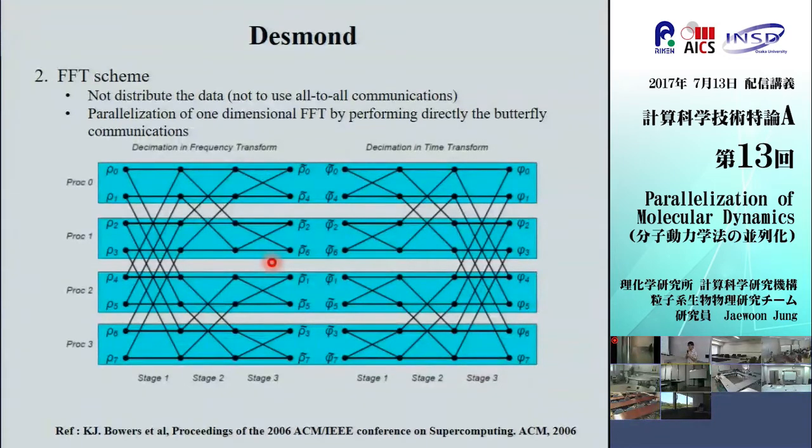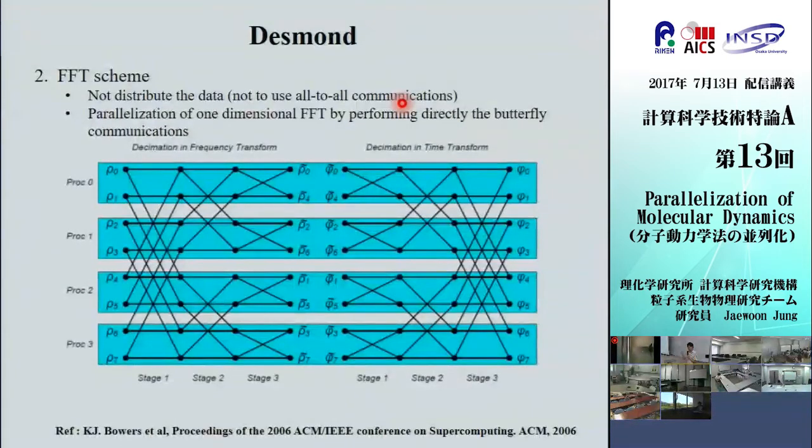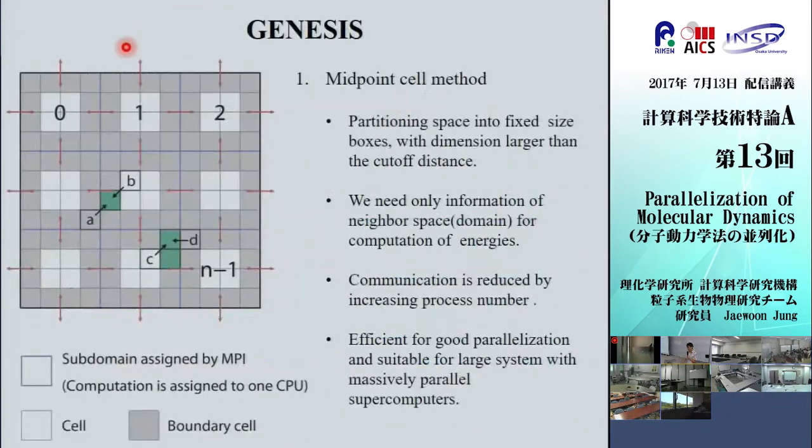And now I move to the parallelization scheme used in GENESIS. In fact, I'm one of the developers of GENESIS, and so I mostly focus on the parallelization in GENESIS. GENESIS makes use of a midpoint cell scheme, which is a little bit different from the midpoint method used in Desmond. First, the overall space is divided by MPI processors, and each MPI processor is divided into cells, which are just unit subdomains.